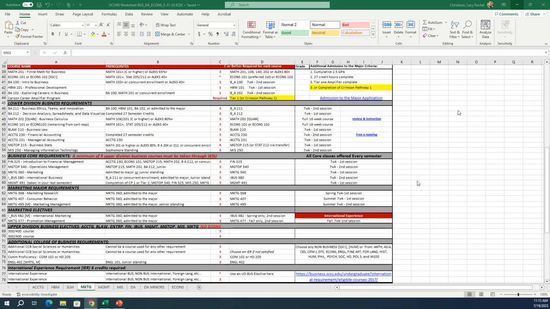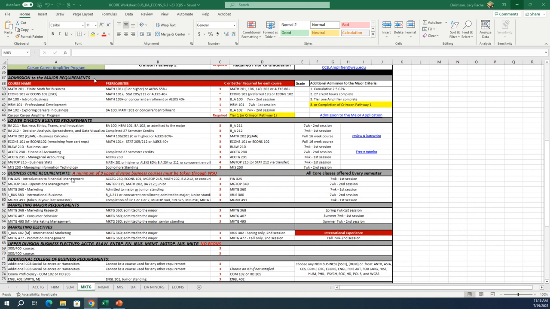Here is where you can find those 7-week courses, as well as what session they're taught and when they're taught. The 7-week business classes that you will be taking as part of your admission to the major requirements, your lower division business requirements, and your business core requirements are offered every single term at the WSU Global Campus. So they will be offered every fall, every spring, and every summer, and they're always going to be 7 weeks, and they're always going to be offered during their designated session.